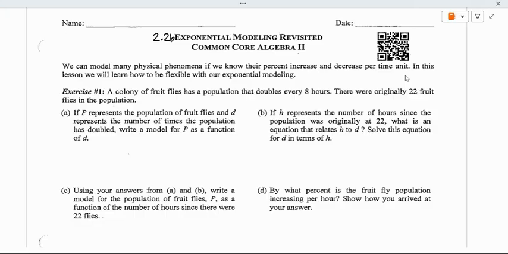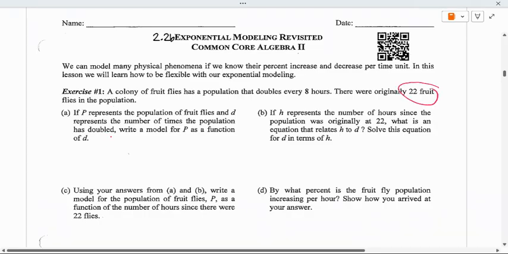So if a colony of fruit flies has a population that doubles every 8 hours, if something is doubling, what is my multiplier? 2. Okay, so my multiplier is 2. And what is my beginning value? There were 22. So I started with 22 flies. We know that our rate, our multiplier, is 2.